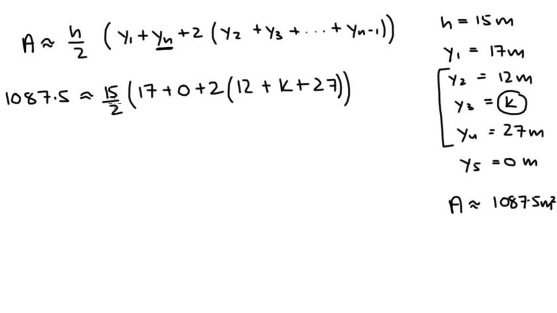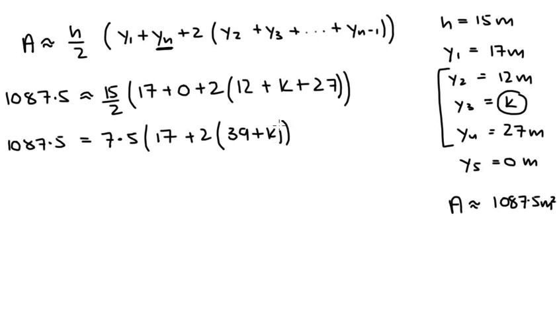Okay, so we have 1087.5 is equal to, so 15 over 2 is going to give me 7.5. 17 plus 0 just gives me 17, plus twice, and I'm going to simplify what I have here in the brackets first. So 12 plus 27 gives me 39 plus k. Okay, now I'm going to take another step to get rid of the brackets. Inside the brackets, leaving my 7.5, leaving my 17, get rid of the brackets inside. So 2 multiplied by 39 is going to give me 78. 2 multiplied by k gives me 2k.